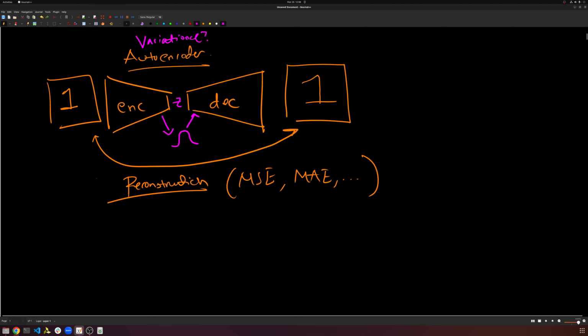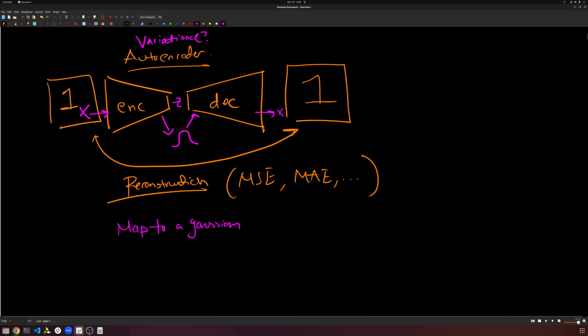So now we had the reconstruction loss earlier, but now we have a new thing. We need to map to a Gaussian. So let's call our input X, right? X is what's going into the encoder. And we'll have some X hat pop out on the other end, but we don't really care about that right now.